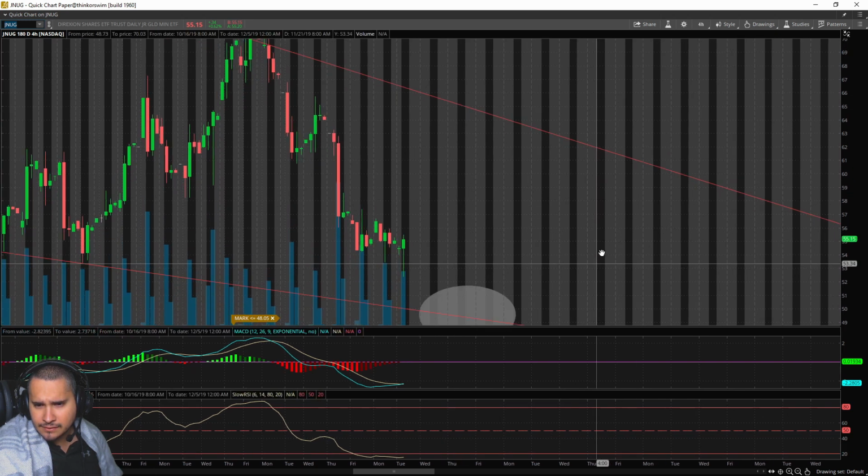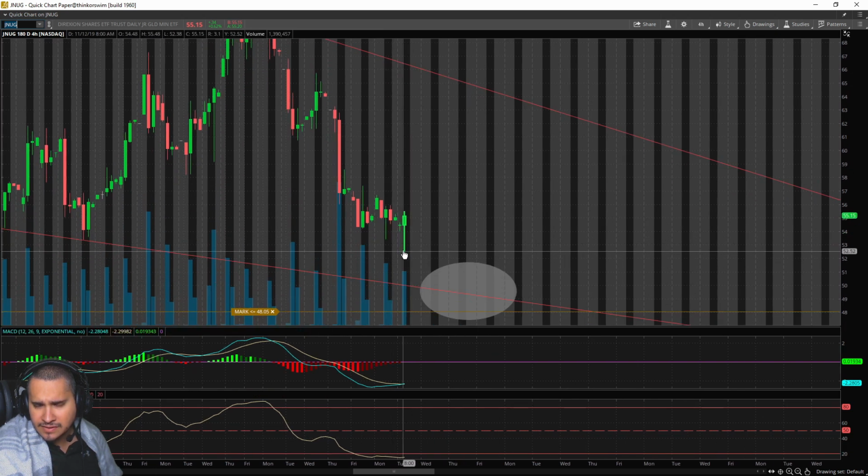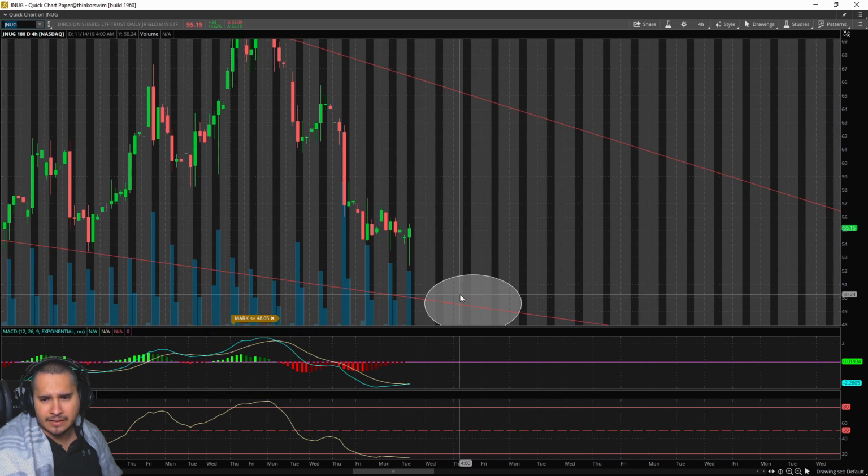So it looks like JNUG already came down some and then bounced back up. It's probably going to come down some. It's got to come down some and then it'll bounce back up again.